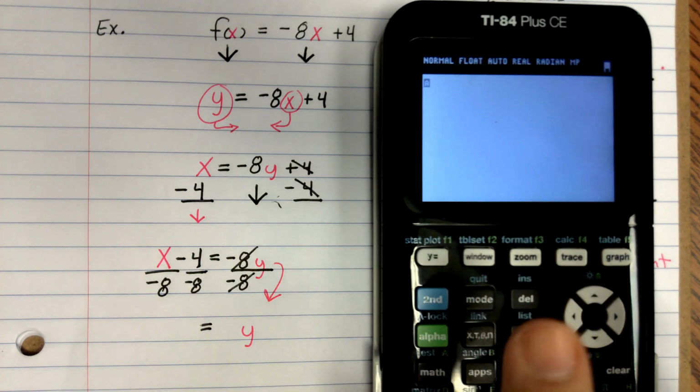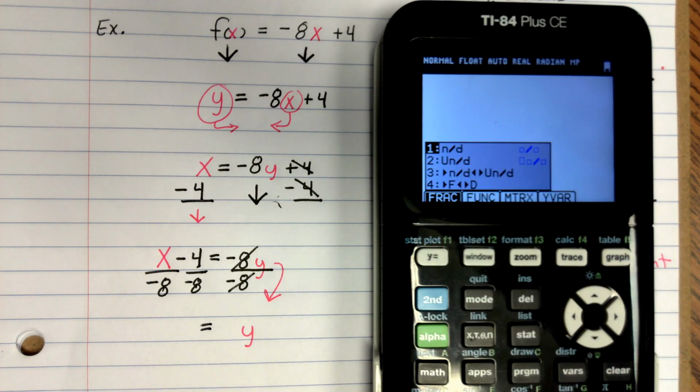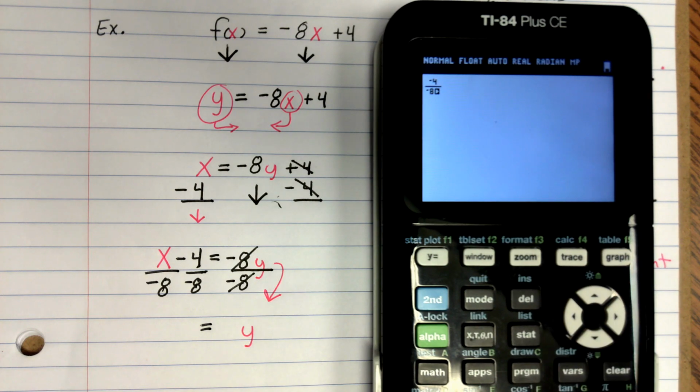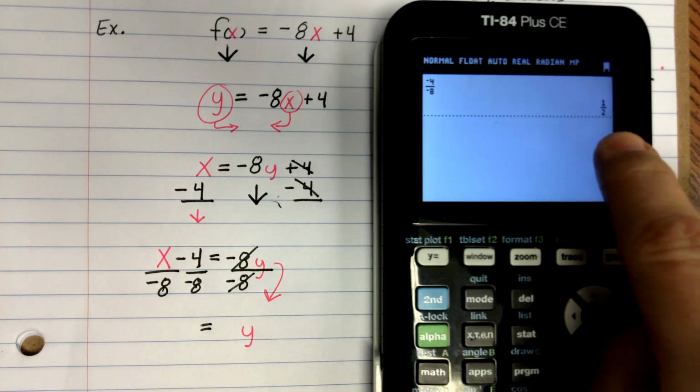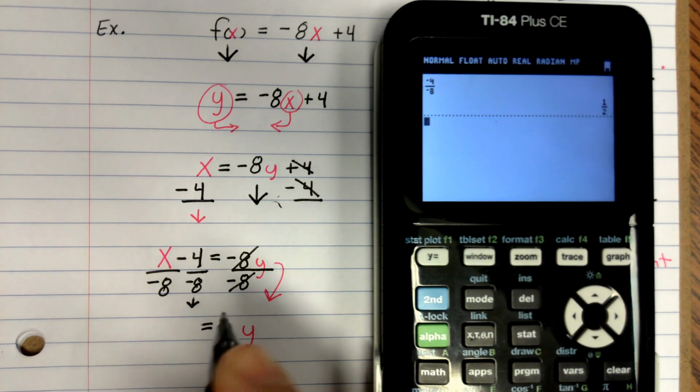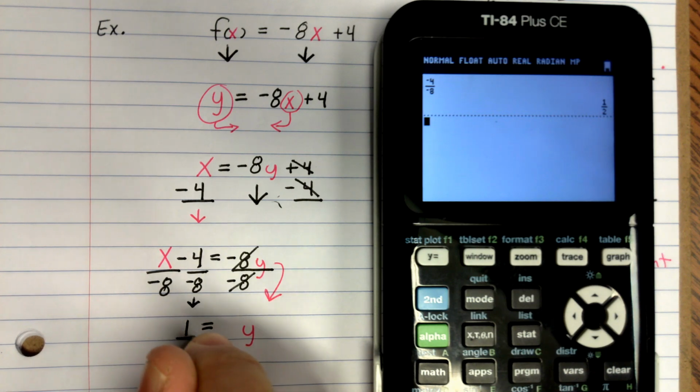So I'm going to hit alpha y equals. So I can get my fraction bar, and I'll put negative 4 as my numerator and negative 8 as my denominator. Hit enter, and notice it changes to 1/2. Not only 1/2, but it's a positive 1/2. So this, once I simplify it, is 1 over 2, and it's a positive.